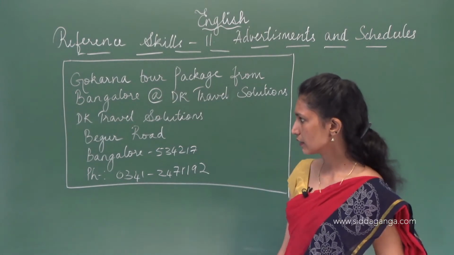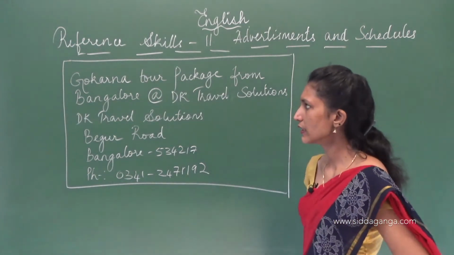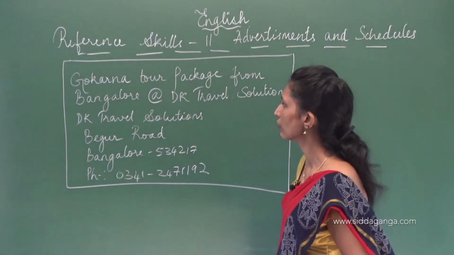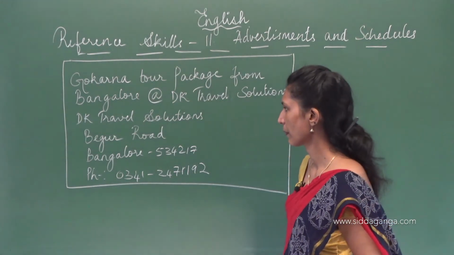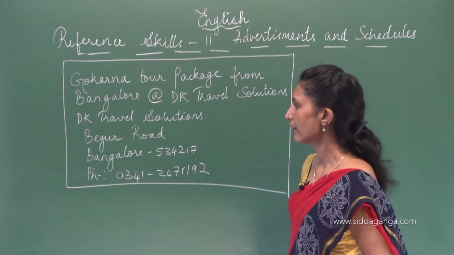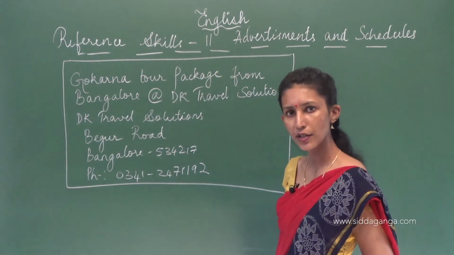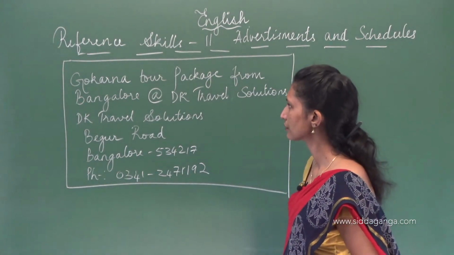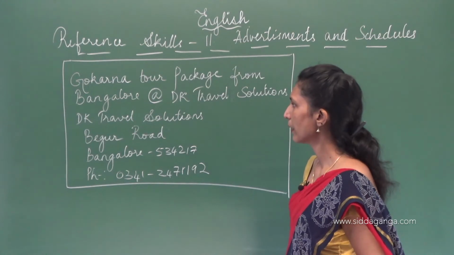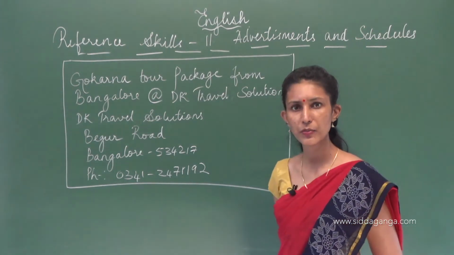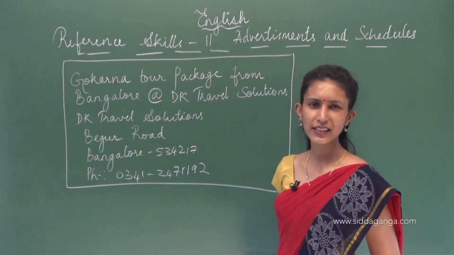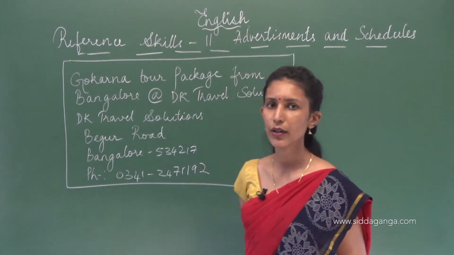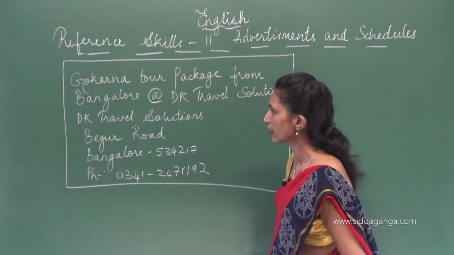So if the question is like this, who is taking a trip tour to Gokarna? DK Travel Solutions. Where is DK Travel Solutions situated? Begur Road, Bangalore. Now, the tour package begins from where? Bangalore. So, these kinds of simple questions, students, you need not worry too much. Even if you just know how to do it, you can easily write it on your own on that day. So, this is how.